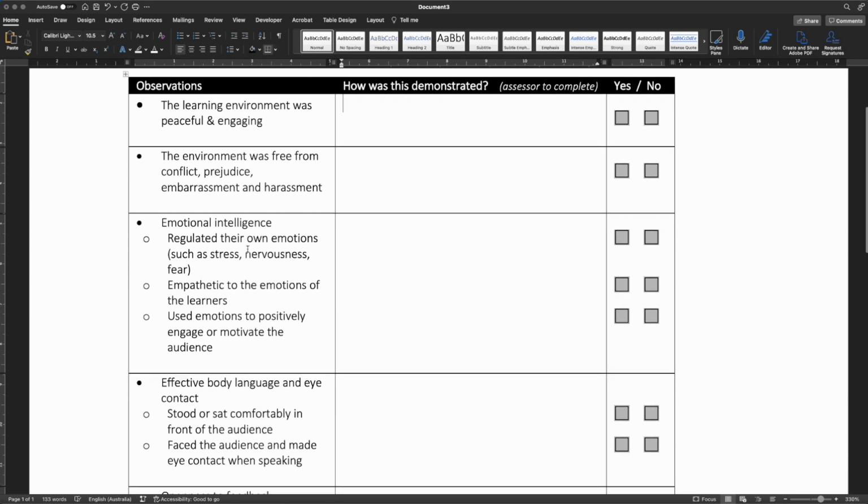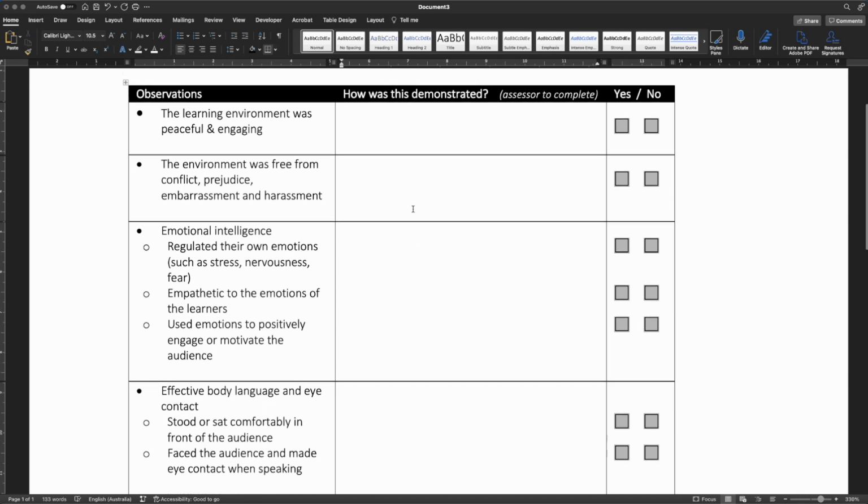Down here we've got emotional intelligence, regulated their emotions. You can say yes, but how? Okay, so you could see that maybe the candidate breathed deeply during their presentation, or they breathed calmly, or they maintained their composure throughout. So potentially that's a way of regulating their own emotions. Empathetic to the emotions of the learners, how did they demonstrate that? Well, that can be in the way they ask questions, the way they listen, the way they understand if students are or are not getting the content as they're going, and so on and so forth.